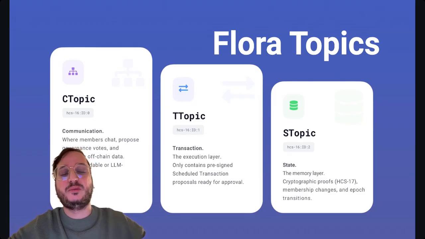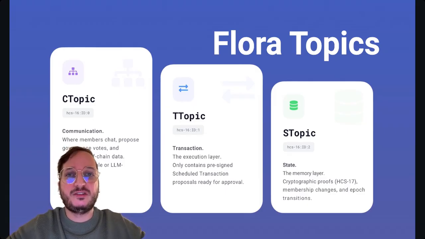So in a practical example, a petal says, okay, we need to send 10 HBAR to some account. It creates a scheduled transaction, and it puts it in the transaction topic ID. Now, the other two petals in the Flora scan for this incoming transaction, they agree, and they sign it. Or one of them might decide, no, I don't think that's a good idea, and the transaction never happens.